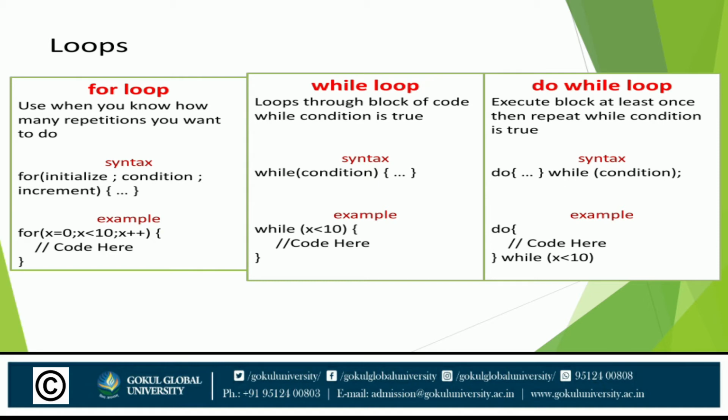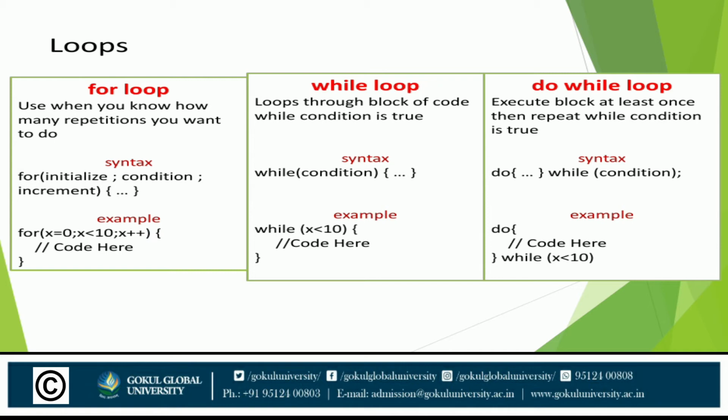Now while loop, loops through blocks of code while condition is true. Here see the syntax. While with the condition, if the condition is true, then the loop is executed till the condition is satisfied. See the example. While x is less than 10, then whenever the condition is true, the code is executed in a repeated mode. Do while loop. It is checking the condition at least once.